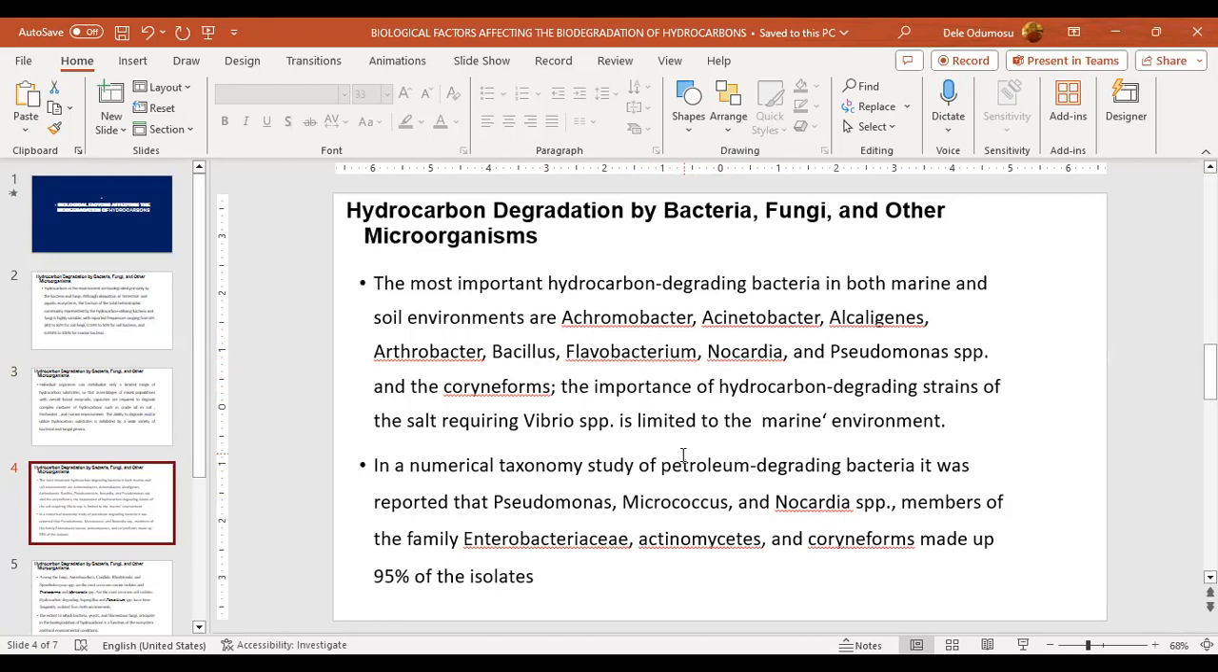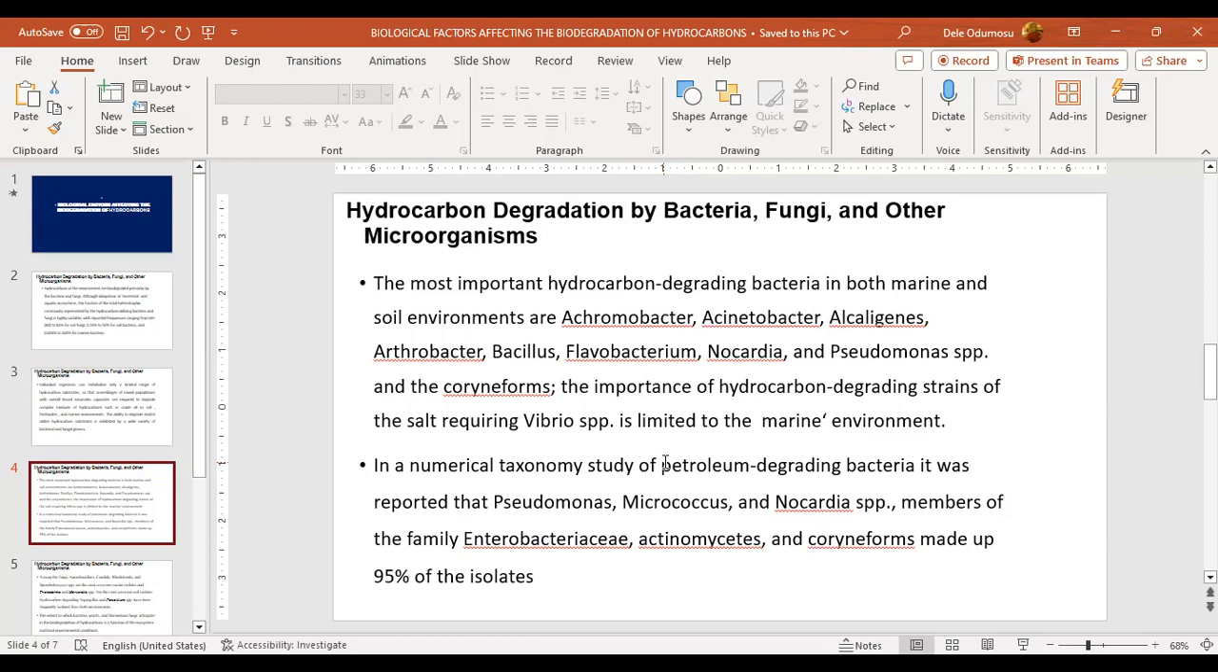Their importance in degrading these may sometimes be limited to their habitats. For instance, Vibrio species is usually found in the marine environment. So that means the ability of Vibrio to degrade hydrocarbon remains largely in the marine environment, because that is where its population is.